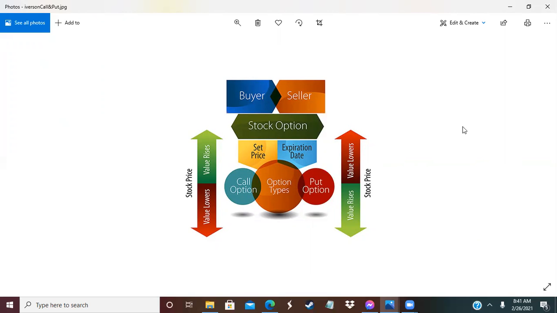This is really easy. So, all right, when it comes to options, there's a buyer and there's a seller, okay? So this is you, and you've got the guy you're betting against, and you've got your stock option, that's the actual contract itself. Now you've got a price. This is called a strike price. It says set price here, but it's literally called a strike price. So you've got a strike price. That's what you think the price should go to or head towards.